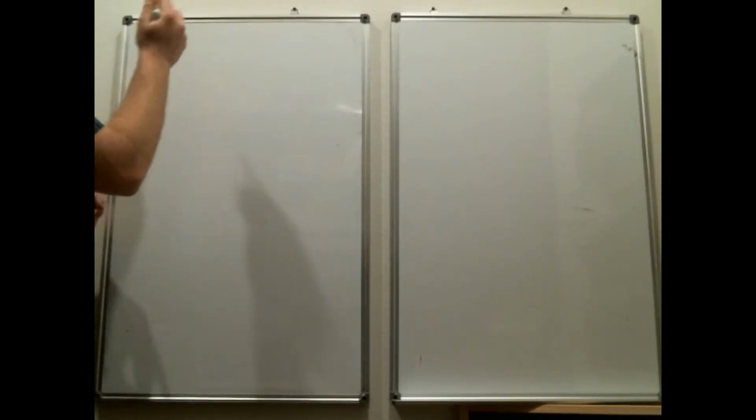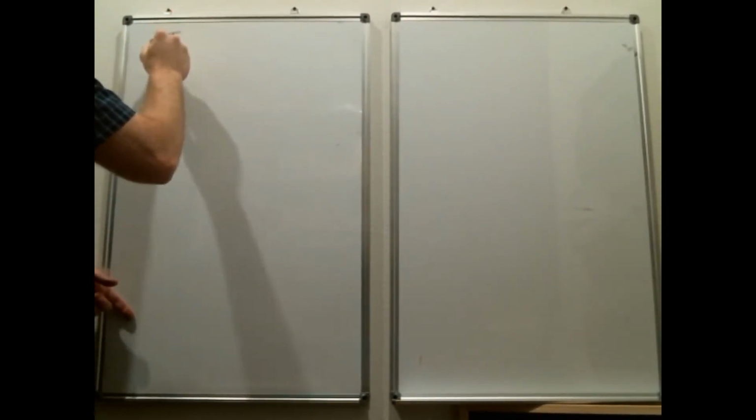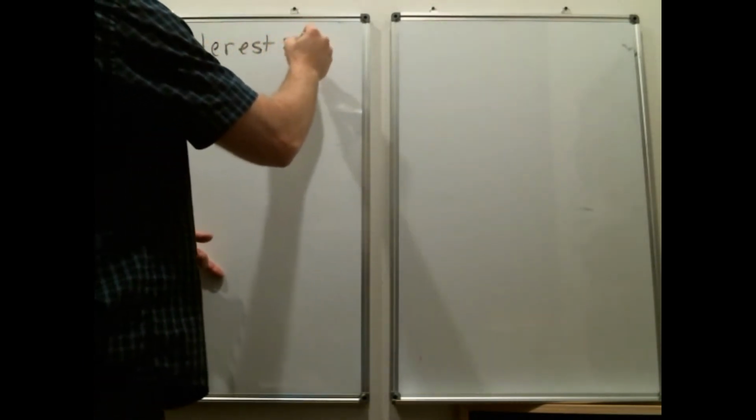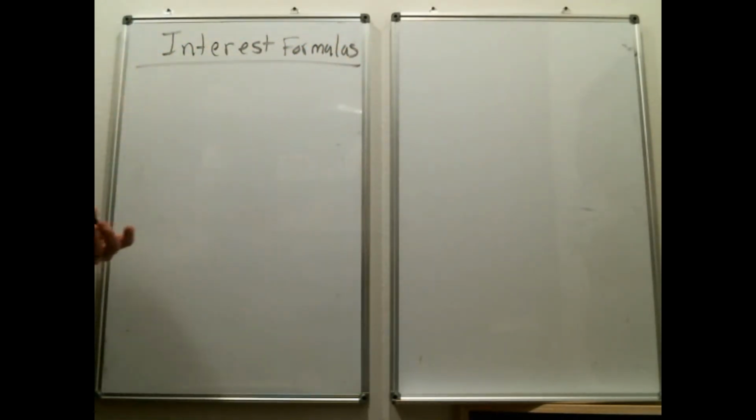Alright, so this is still 4.2, and we're going to look at some interest formulas. I need to learn not to write so big, or in proportion, I guess.